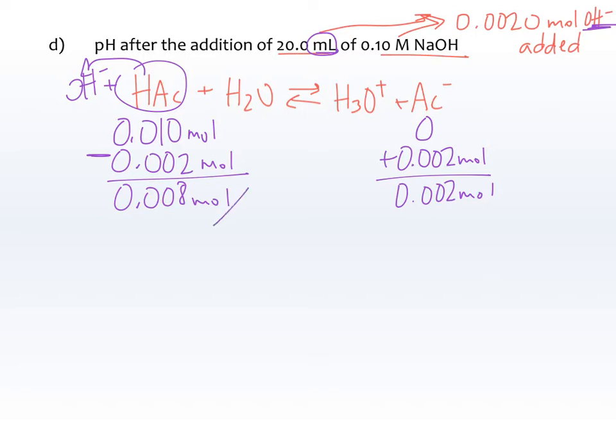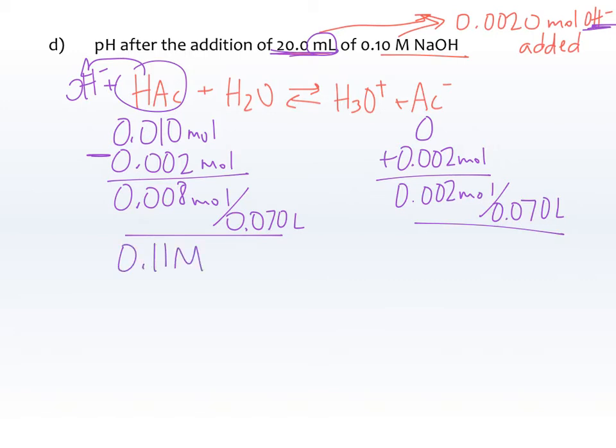Well, let me look at my total volume. The 20 milliliters plus the 50 milliliters I had originally is 70 milliliters. So I'm going to divide them both by 70 milliliters because I can't actually do any pH calculations without molarity. So now that I've figured out what the moles are going to be, I'm going to convert them to molarity. Dividing by that 0.07, because that's my new total volume, I end up with 0.11 molar HAC and 0.029 molar AC minus. At this point, the reaction comes to equilibrium.